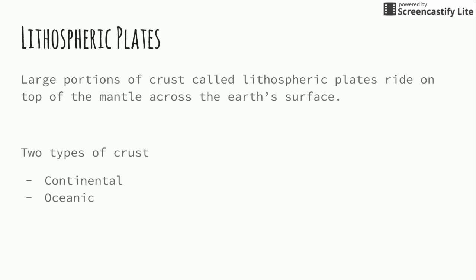So what are the lithospheric plates? They're large portions of the crust called lithospheric plates. They ride on top of the mantle across the Earth's surface. And there's two different types of crust, both continental and oceanic.